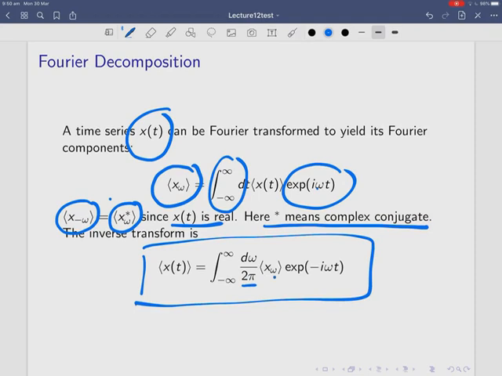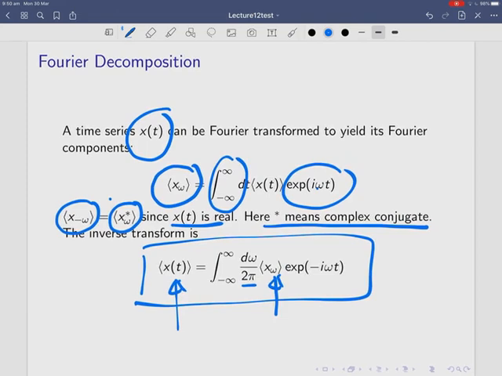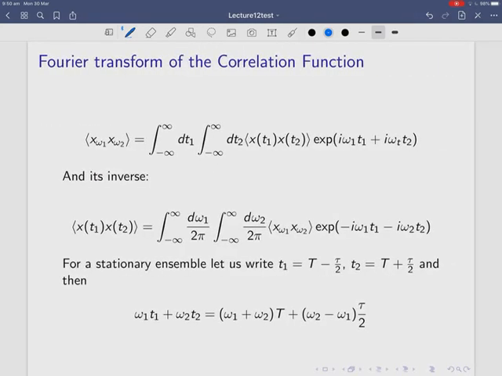So here's the Fourier transform of the average. Here's the actual average itself, the average value of x at some time t. Of course, this notation implicitly assumes you're not in a stationary ensemble. If you're in a stationary ensemble, you would replace that just by x, because there'd only be one average.